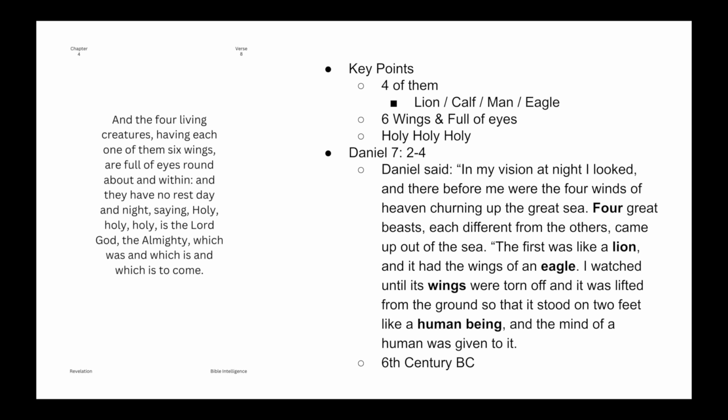Now, Daniel's 6th century BC, and it's just fascinating. We've got lion, eagle, human, and it's like 3 out of 4 again, just like Ezekiel. Of course, these ones are referred to as beasts coming out of the sea. Again, later on in Revelations, we're going to see beasts coming out of the sea, more of the bad guys. These living creatures, they're kind of like the good guys.